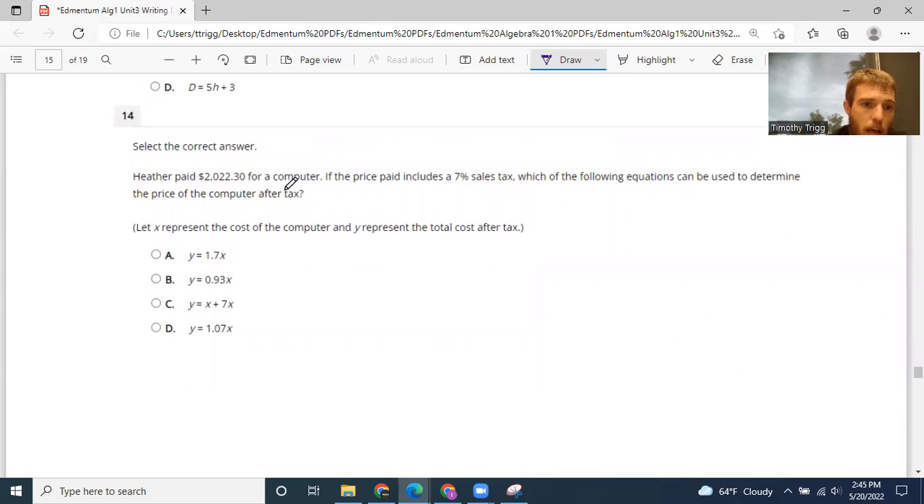Heather paid $2,022.30 for a computer. If the price paid includes a 7% sales tax, which of the following equations can be used to determine the price of the computer after tax? Let X represent the cost of the computer and Y represent the total cost after tax.